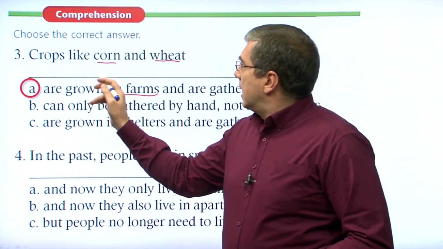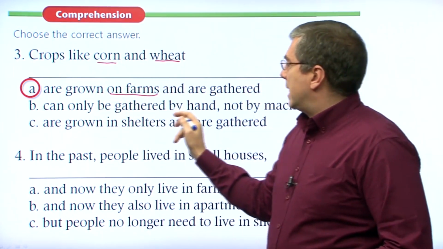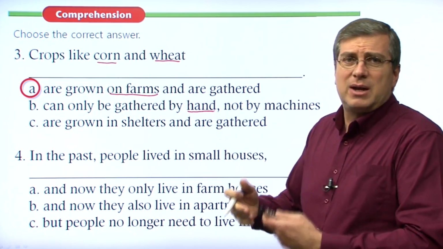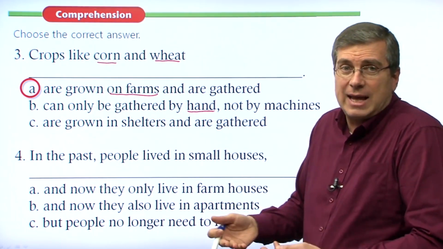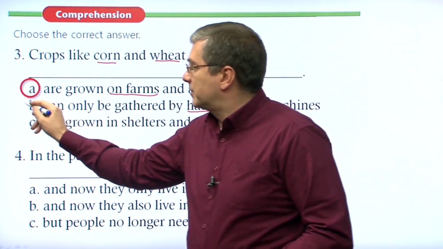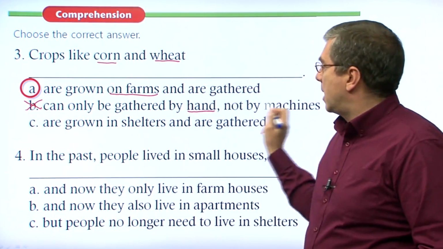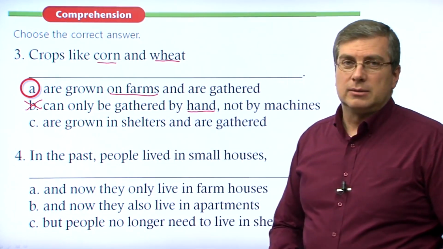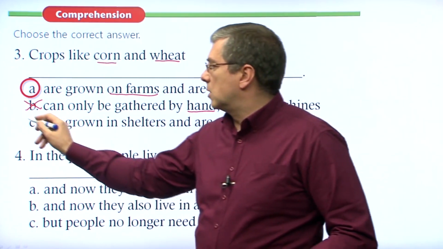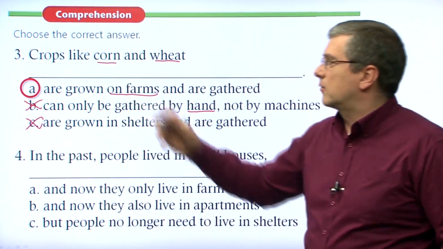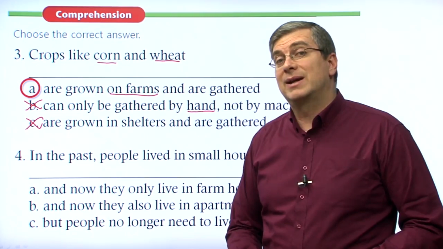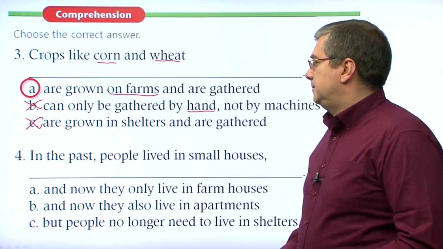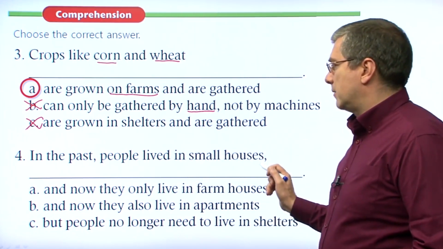B, crops like corn and wheat can only be gathered by hand, not by machines. No, that doesn't make sense because we talked about modern times. Now, today, we use machines. So crops can absolutely be gathered by machines. C, crops are grown in shelters and are gathered. Crops are not grown in shelters, they're grown outdoors, right? So again, of course, we can see that A is the only correct answer for this one. Number four, in the past, people lived in small houses.